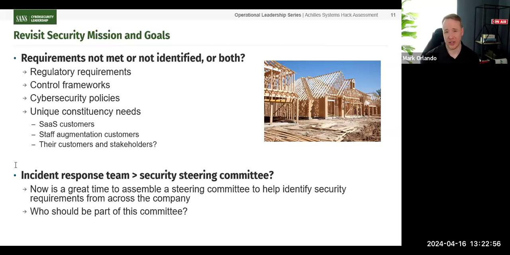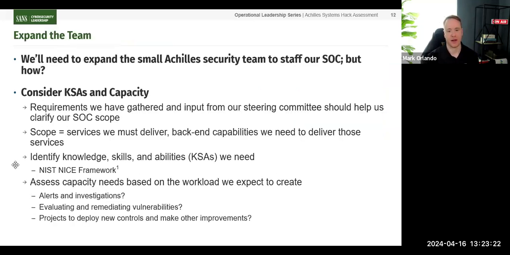Now, I'm going to ask a question to all of you of the rhetorical variety. Who do you think should be part of this committee? Think about that. Maybe executive leadership, maybe division heads from across the organization, maybe executives representing certain key customers even. Those are the types of individuals you want in order to inject requirements into your security planning for your SOC.